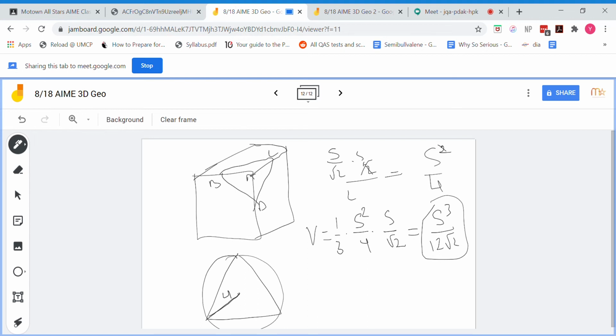And so if the radius is 4, if we drop the perpendicular here, this angle is 30. And so this length right here is 2 root 3. And so S equals 4 root 3. And so it's pretty easy to then compute V equals 64 times 3 root 3 over 12 root 2. And so this comes out to be 8 root 6.